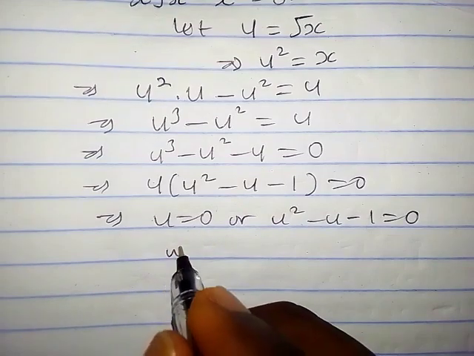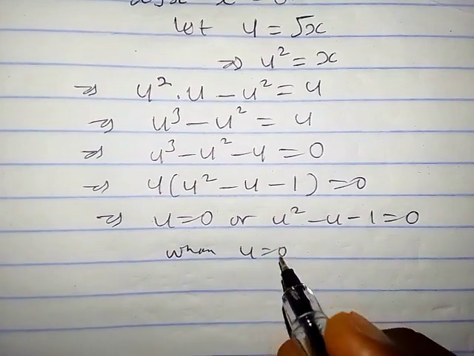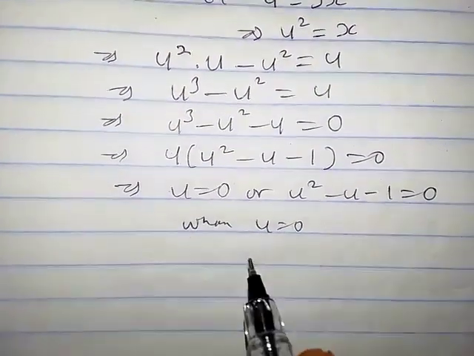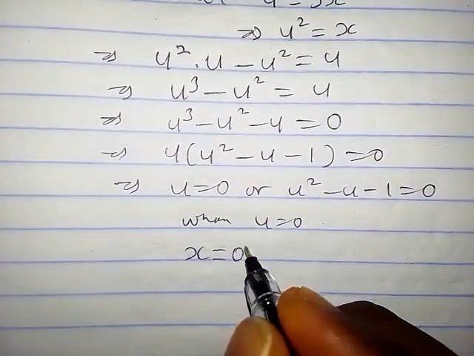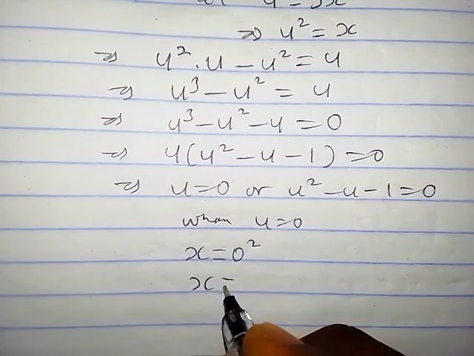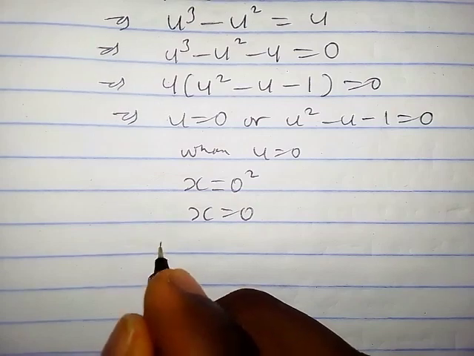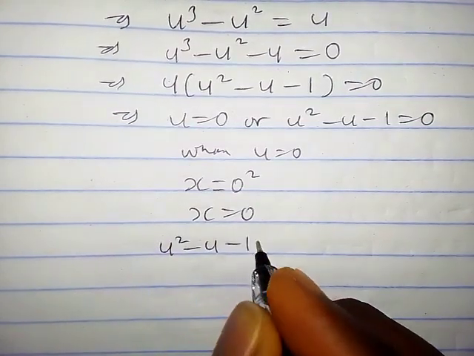When u equals 0, what's our x? We just plug in the value of u here. So we're going to have x equals 0 squared. That will be x equals 0. So now let's consider the second equation. So we have u squared minus u minus 1 equals 0.